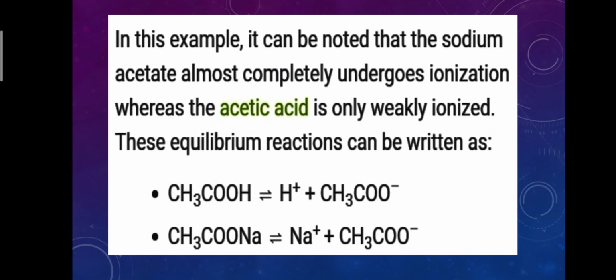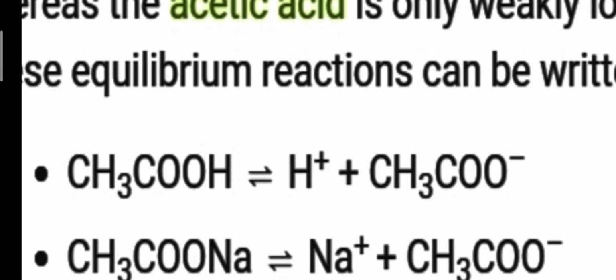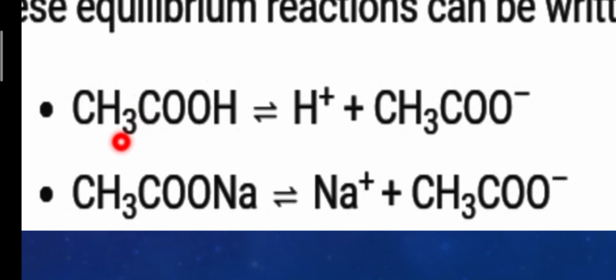In this example, it can be noted that sodium acetate almost completely undergoes ionization, whereas acetic acid is only weakly ionized. The equilibrium reactions can be written as follows. Acetic acid is present in undissociated form to a large extent and provides a small number of H positive and acetate ions because it is a weak acid, so it is partly ionized. While sodium acetate is completely ionized into Na positive and acetate ion.